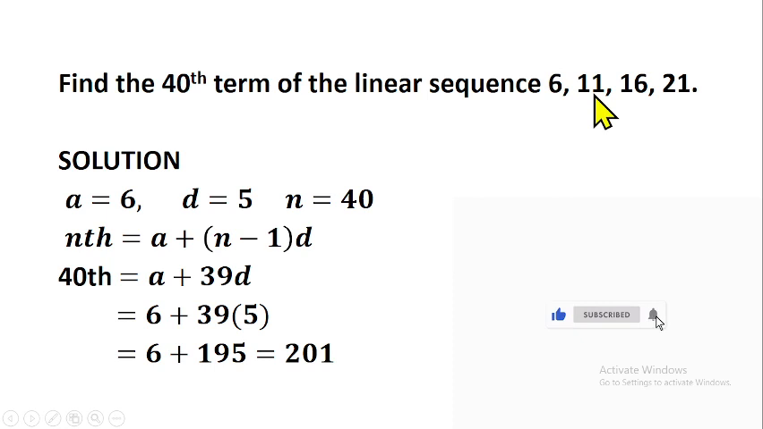16 minus 11 also gives us 5. 21 minus 16 also gives us 5. So that means the common difference is 5. And our n is what? 48, because we are finding the 48th term. So this is the formula of finding the nth term, which is A plus n minus 1 multiplied by D.